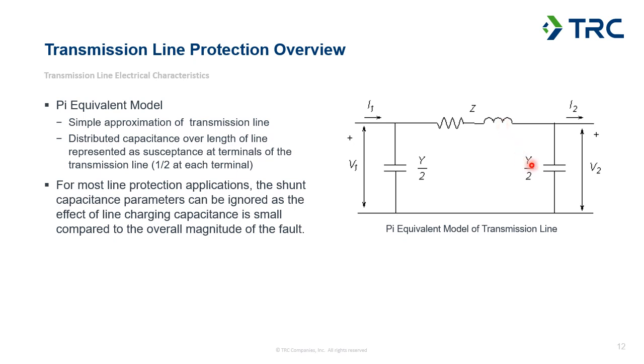And then we've got the capacitance of the line, and in reality this capacitance is distributed across the entire length of the line, but to simplify things as far as our calculations and simulations go, what we do is we take half of the capacitance and we put it at each end of the line. So here we've got 1/2 of the susceptance value shown on one end, so this would be one line terminal, and the other half shown on the other end.